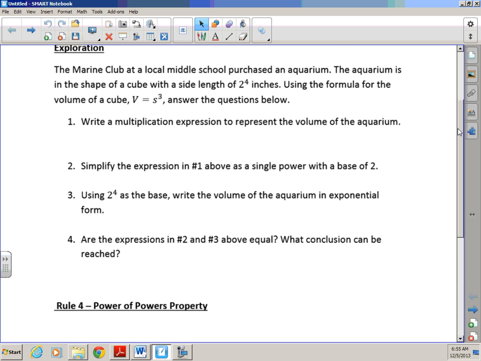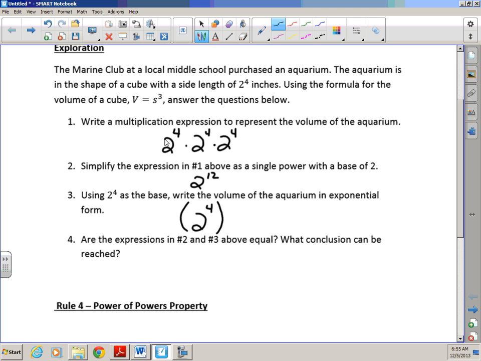What I want to first have you do is write a multiplication expression to represent the volume of the aquarium. Well, one side is 2 to the 4th, the other side is 2 to the 4th, and the third side is 2 to the 4th. Now, we learned yesterday that when we do this, we add the exponents, so this can be simplified to 2 to the 12th power.